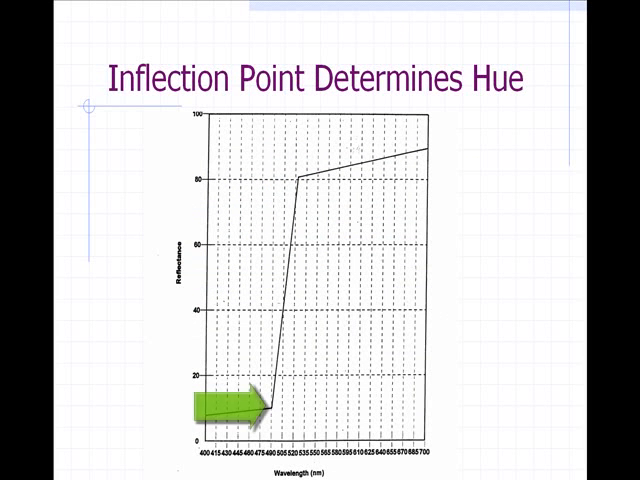The inflection point starts at about 490 nanometers and goes straight up from that, from about 10% reflectance all the way up to about 80%. That steep rise, that place on the curve where it changes direction, is the inflection point, and where that happens determines the hue of this particular colorant.